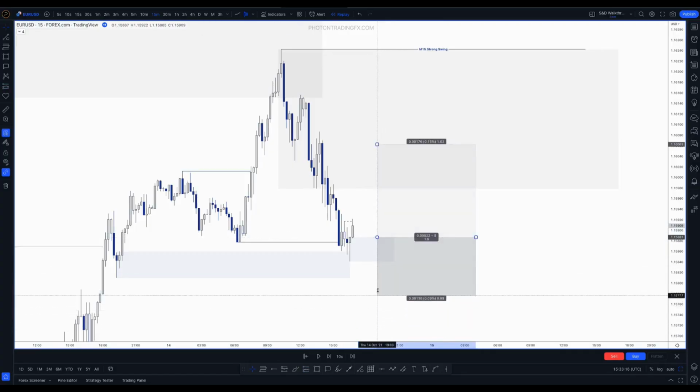Now, again, there are ways you can refine your entries. You can enter within the zone to increase your risk reward, but like I keep saying, we're just going to keep things simple and always enter on the edge of the zone. In terms of targets, again, I'm not going to talk about that too much for now, but let's just keep things simple.